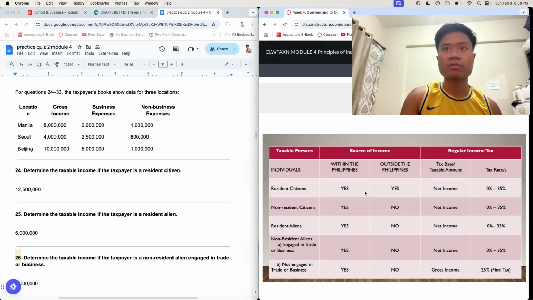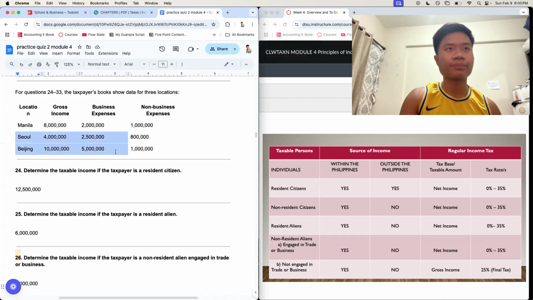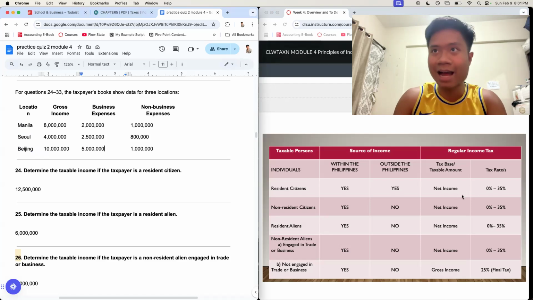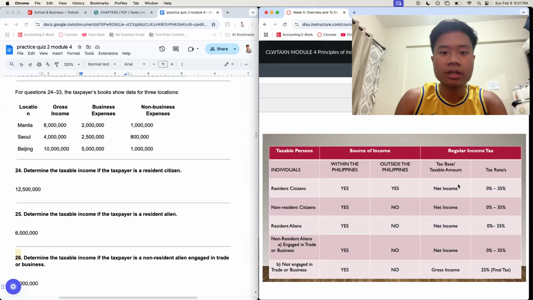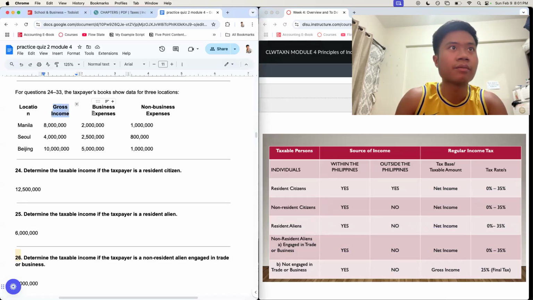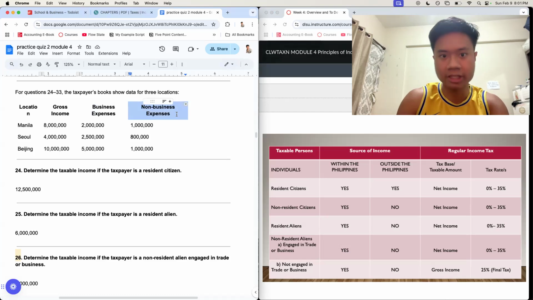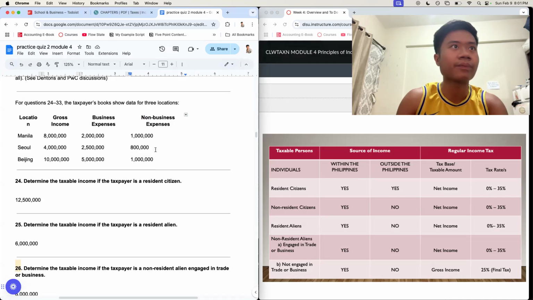So we look at this row and we want to read it all. So the sources of income is within the Philippines, outside the Philippines, net income, and graduated tax rate. So first, within the Philippines and outside the Philippines. So all of this location is within, these are outside. And then, so we include all three rows. But it's asking for our net income. Net income is just gross income minus business expenses. Do we deduct non-business expenses? No, because non-business expenses or personal expenses are not deductible. They're not tax deductible.